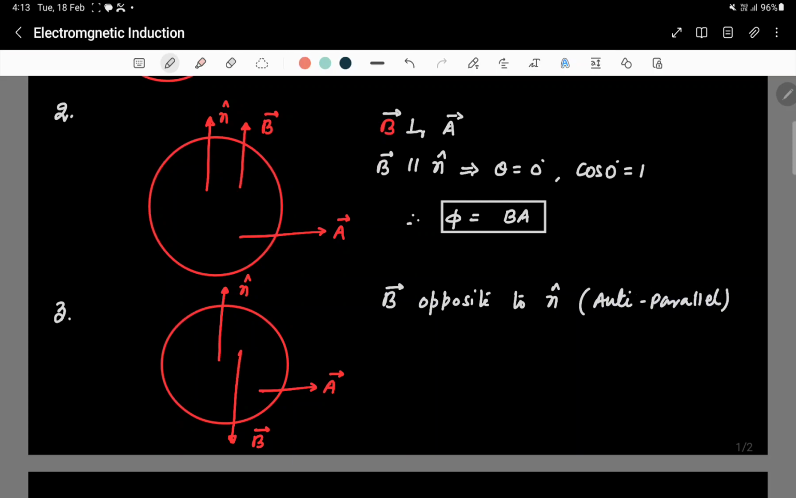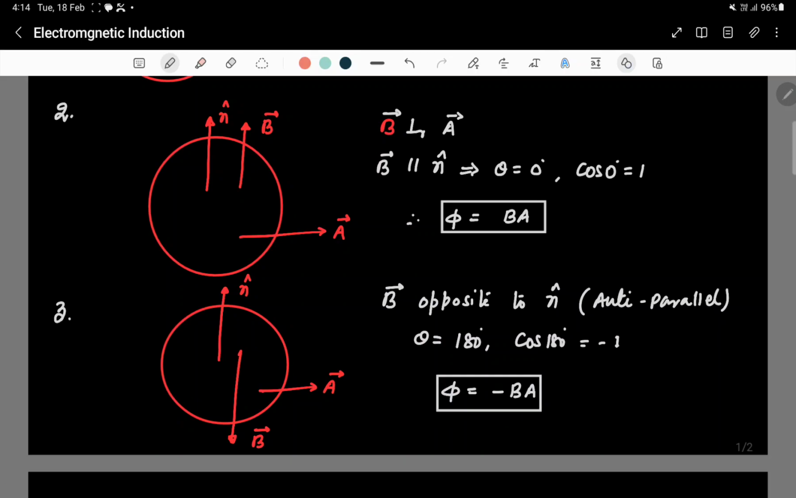So if it is anti-parallel, theta equal to what? 180 degrees. And cos 180 degrees is -1. Since cos 180 is -1, flux phi equals minus BA. Clear? Yes, sir.